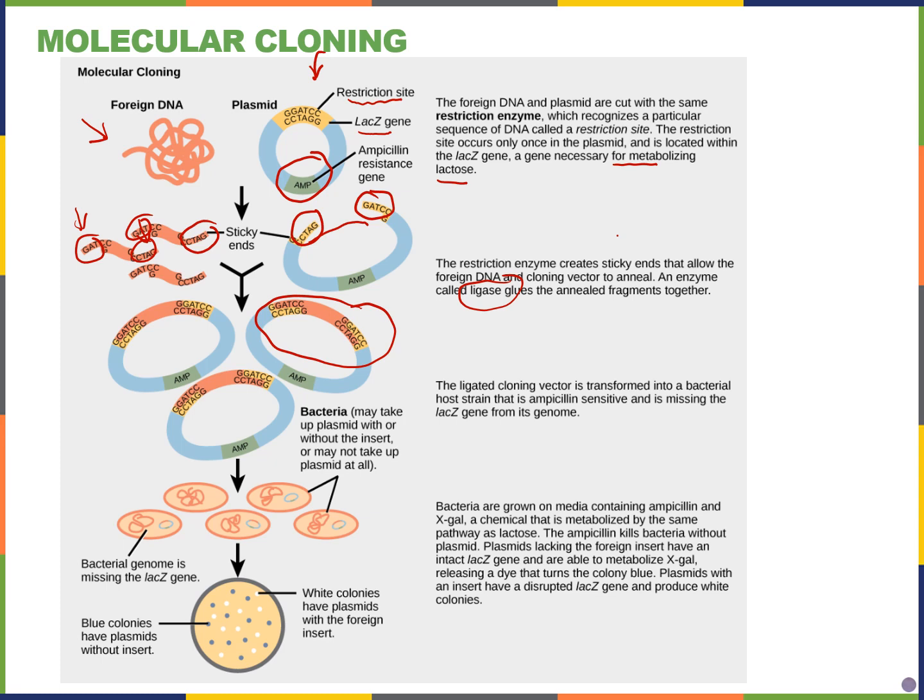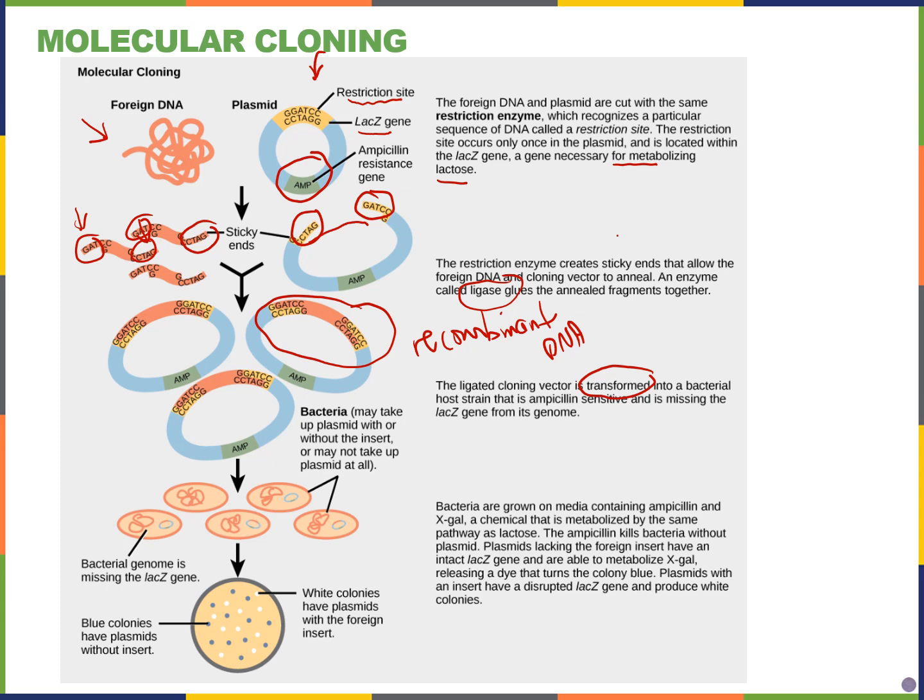Now that we have our recombinant DNA, this is our recombinant DNA from two different sources, we can transform these plasmids into bacterial cells. Remember, the term transformation is when cells take up DNA from the environment.